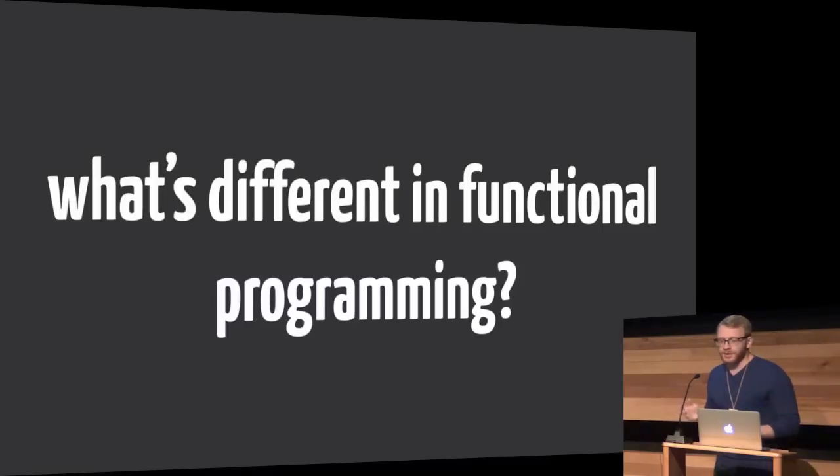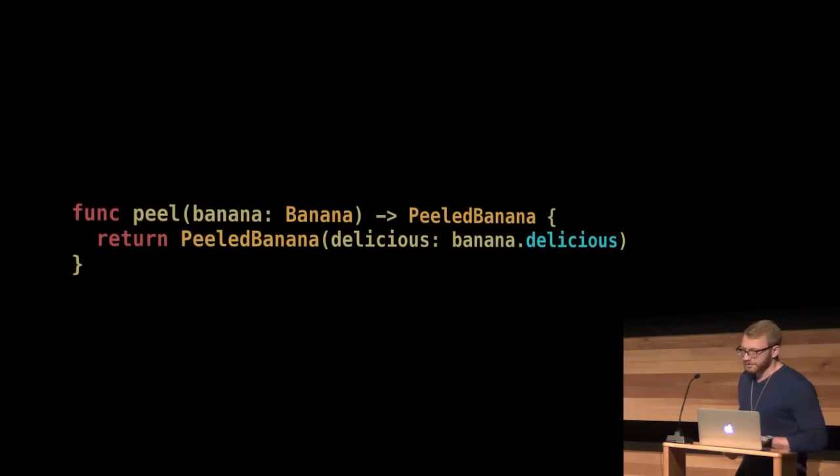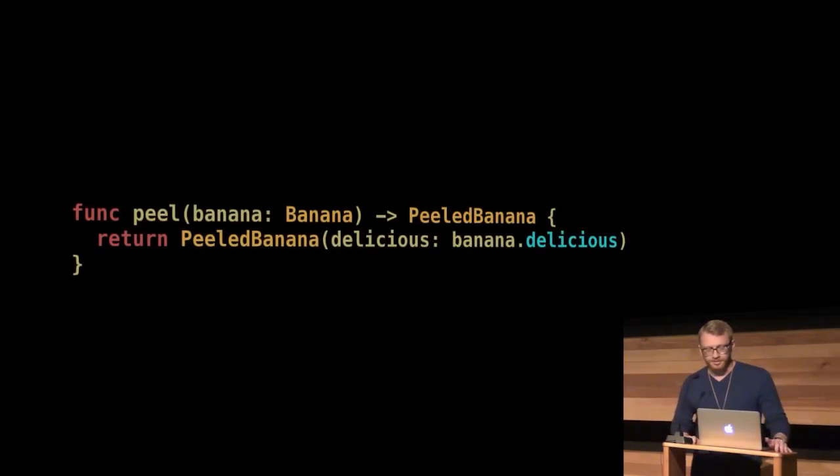So what's different in functional programming? Well, like Natasha said, in functional programming you prefer immutable objects and pure functions, functions that just take an input and return some output. So going back to our banana example, this is one way, not the only way, there's tons of ways to write functional code. This is maybe one way to write a more functional version of our peel function. You give me a banana, and I give you back a peeled banana, and that peeled banana is just as delicious as the old banana.